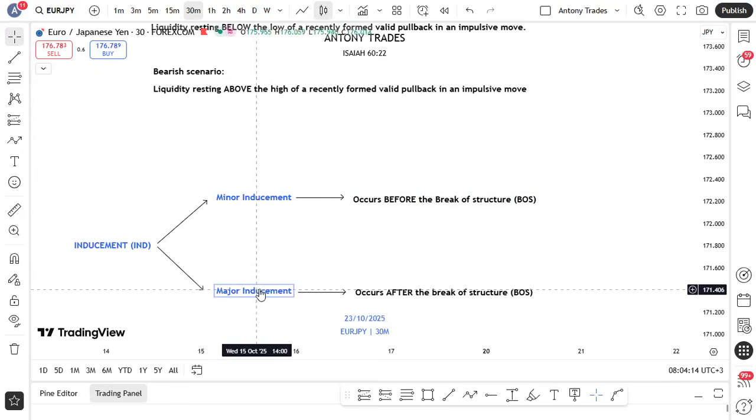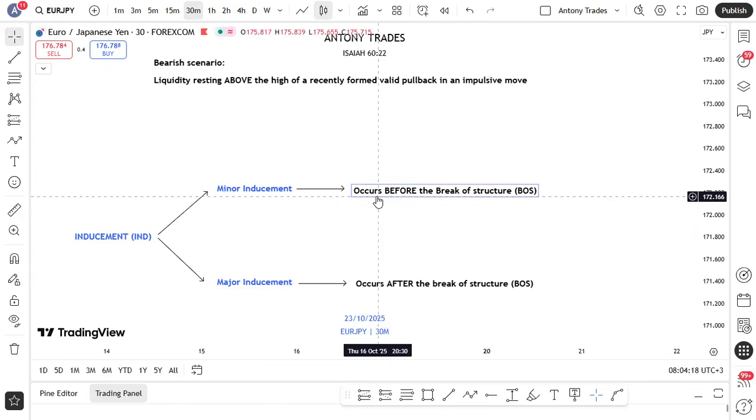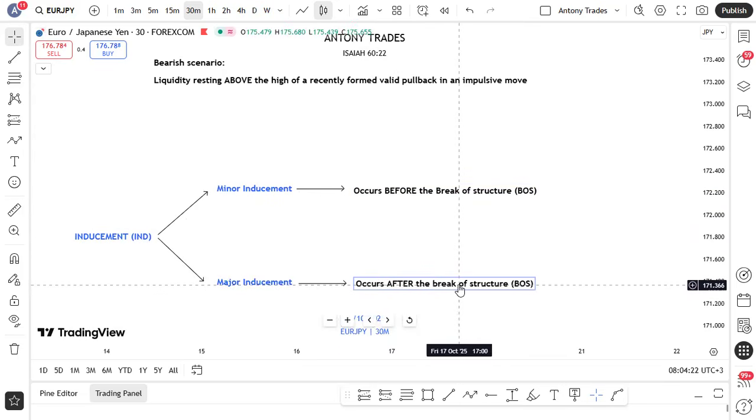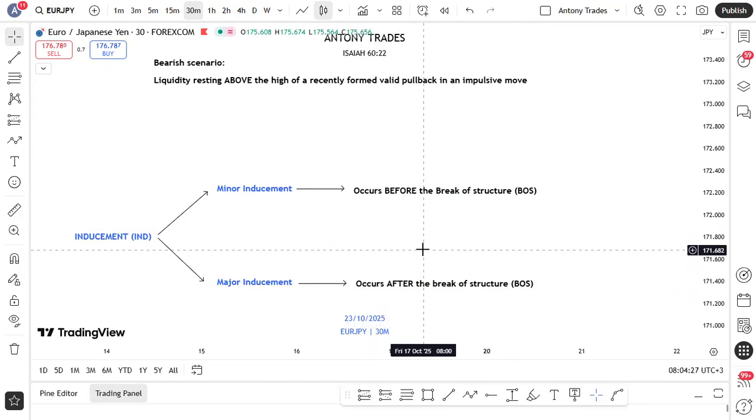And now we have a major inducement. So major inducement is the opposite of minor inducement. With the major inducement, this one occurs after the break of structure. So first of all, I need to see a valid break of structure.